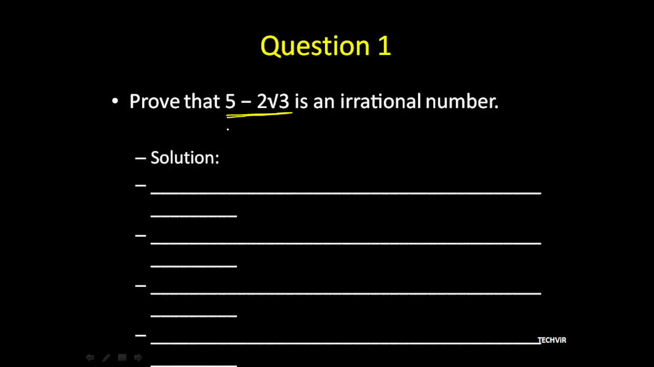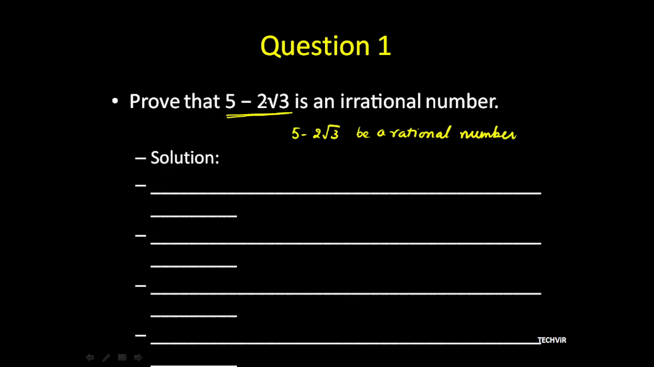So how you have to write your solution, that I am going to discuss over here. Okay, so initially let us assume that 5 minus 2 root 3 is a rational number. Say suppose it is a rational number. Okay, let us assume it to be a rational number.